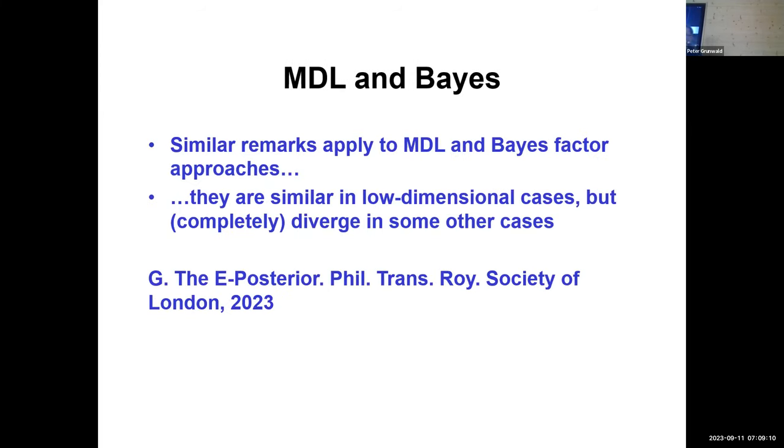You can say something similar about MDL and Bayesian model selection. It's similar, but again, not the same, especially when your models get really big and non-parametric, then it diverges. They become very, very different.